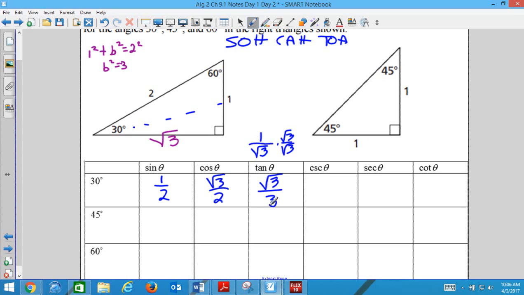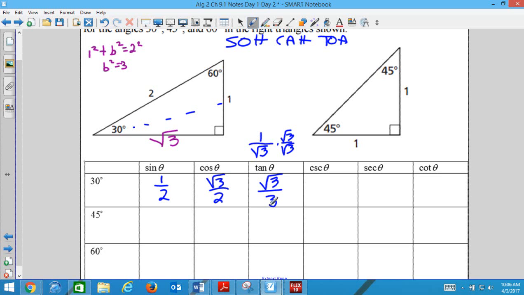Once you start memorizing these, you're going to know one of them is square root of 3 or radical 3 over 3. I remember that it's the 30 because it's like a bunch of 3's. Tangent of 30 is radical 3 over 3. Got 3 3's.